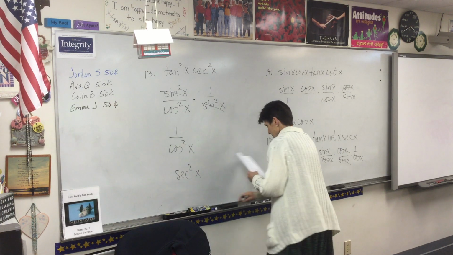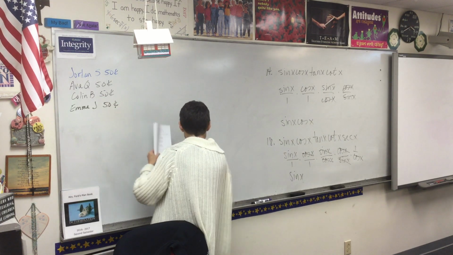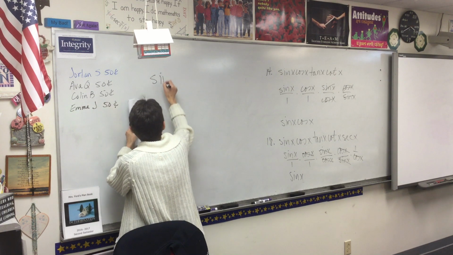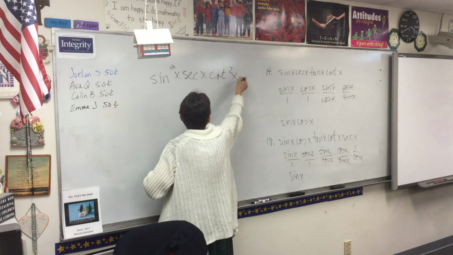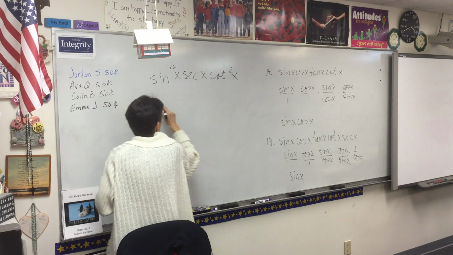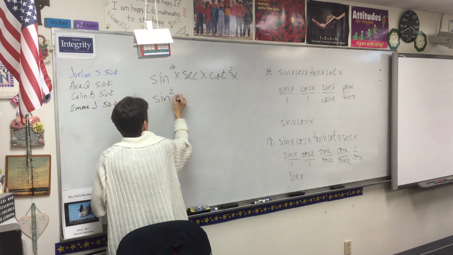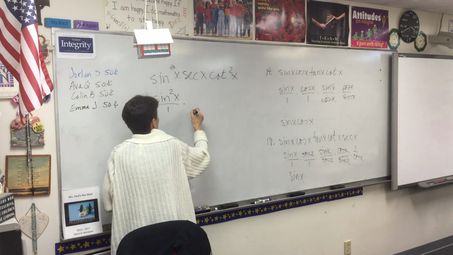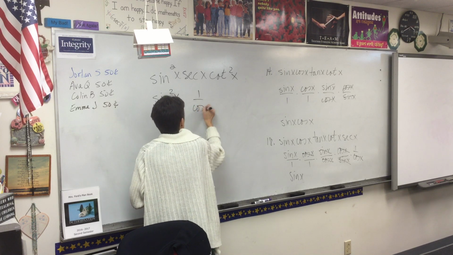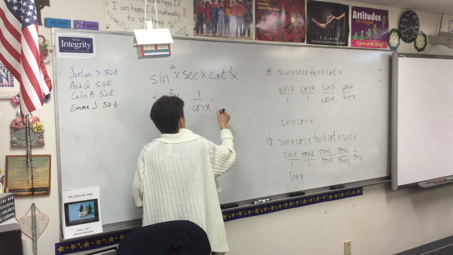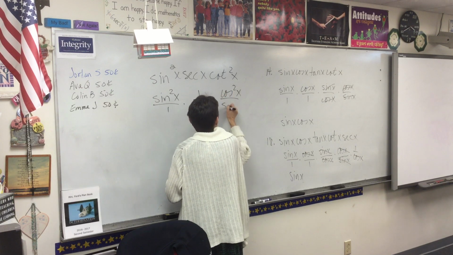Alright, there's a couple more. Let's do the other ones here. Let's do 19. Just a string of functions times each other. So what are we doing with sine squared? Leaving it as sine squared over 1. What are we doing with secant? 1 over cosine. And cotangent squared? Cosine over sine. Cosine squared over sine squared.